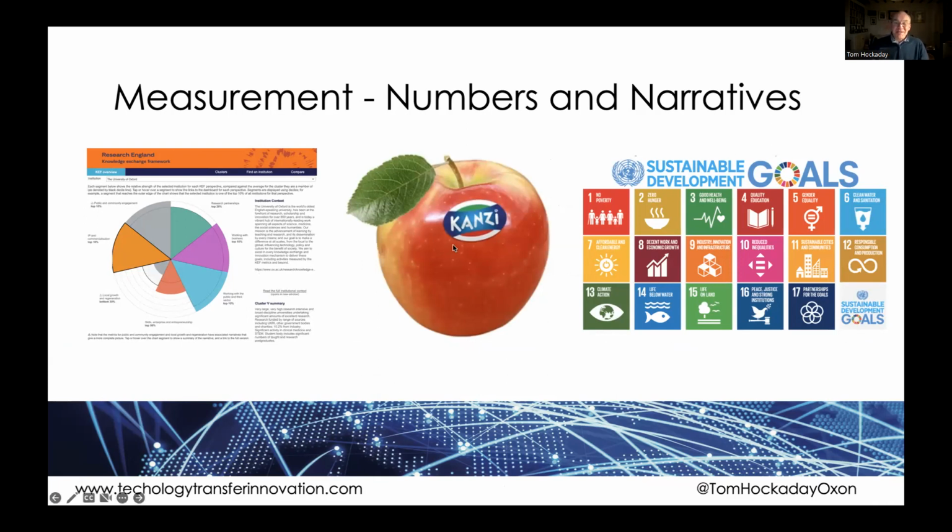Or you can tell stories about the COVID vaccine or the electric motor or this apple that was developed at Leuven University and has been sold around the world. And you can also tie the activity to, for example, the United Nations Sustainable Development Goals to show how you're having impact on society. And an observation I would make is that the tech transfer community has spent far too long on the numbers and now needs to give far more attention to the stories and also the impact on society, because that's a far more appealing way of getting the message across.